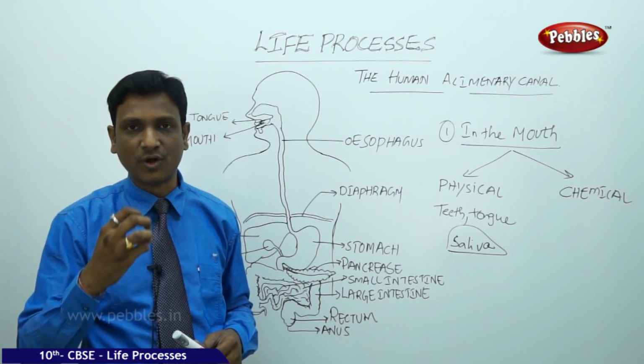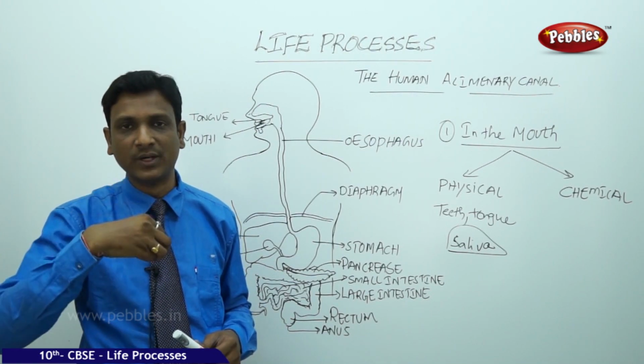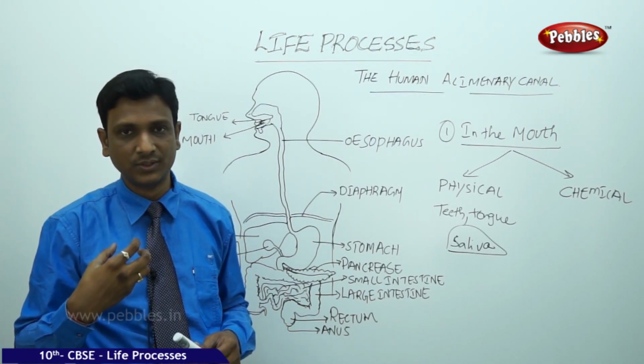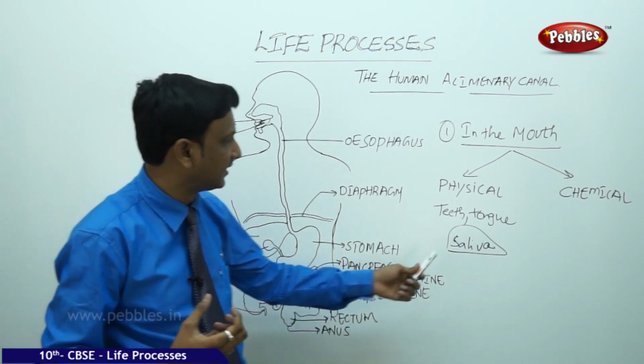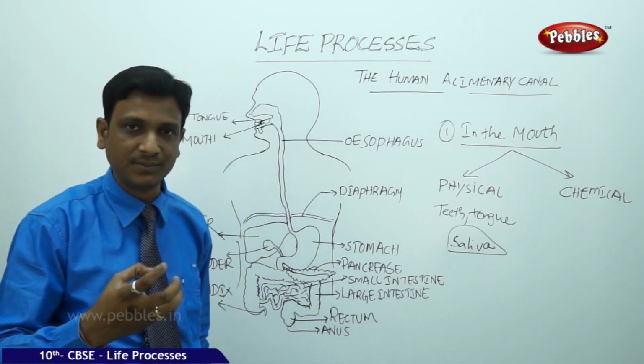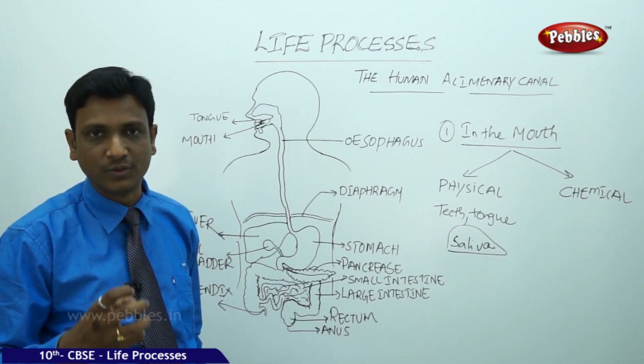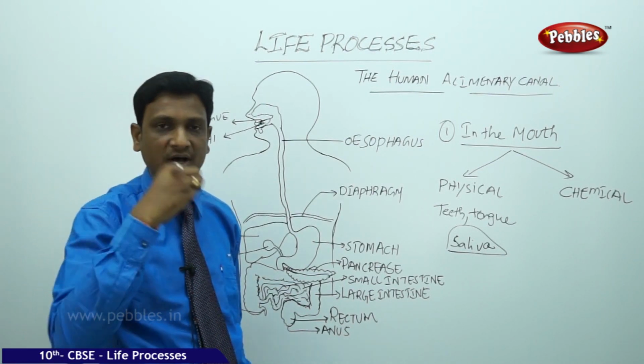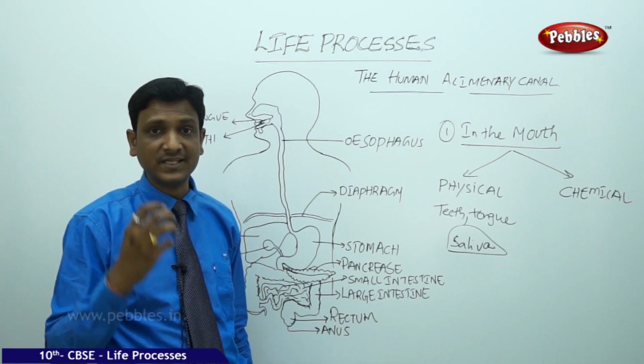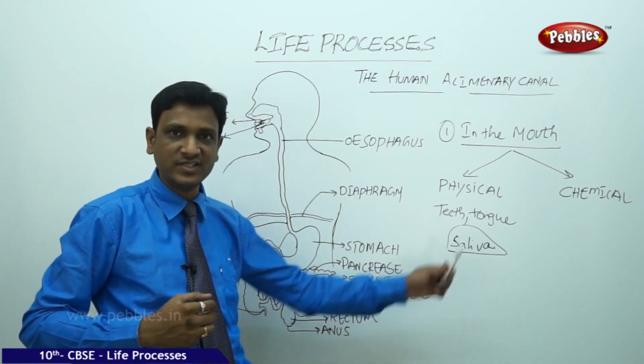So it makes the food soft, and by that we can easily swallow it. If it is not soft, you cannot swallow. So this is achieved by the saliva. So the physical digestion, that means the hard bits of food, is made into a smooth, soft bolus, so that it can easily pass through the esophagus. That is what happens in the mouth, the physical part.